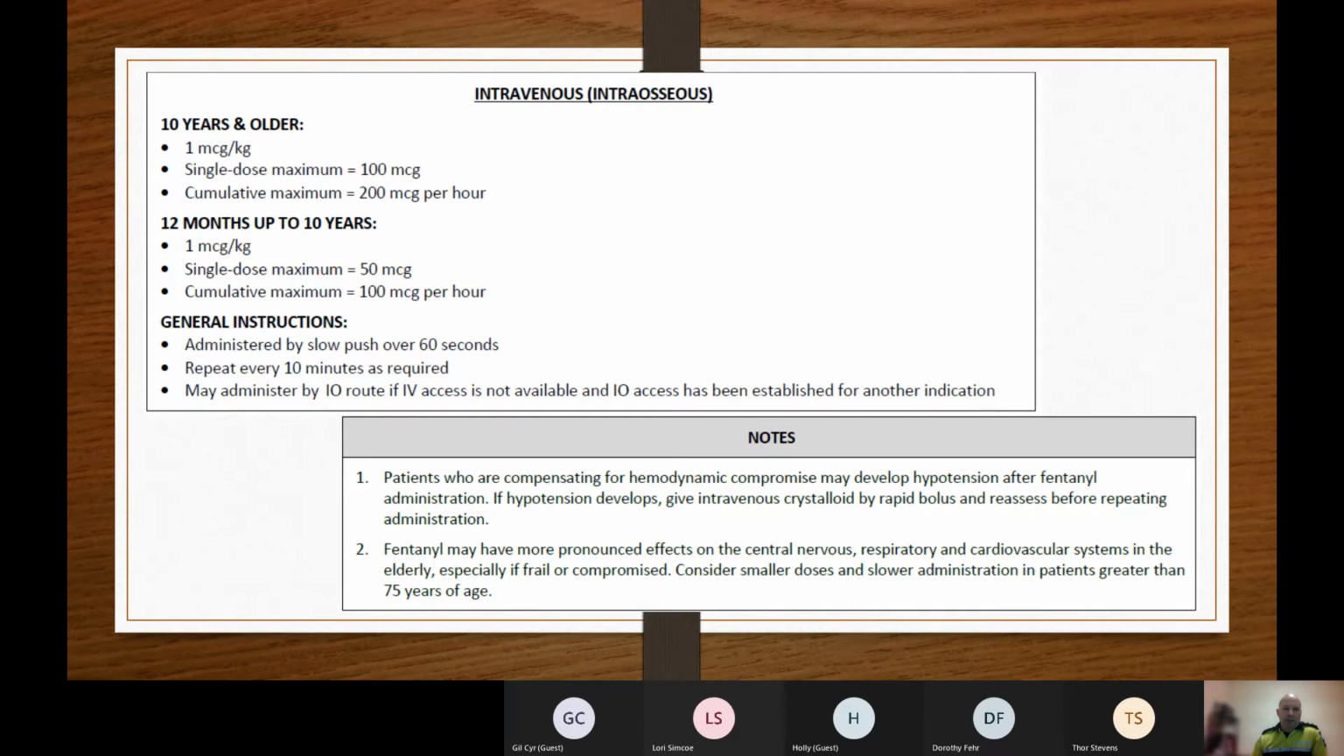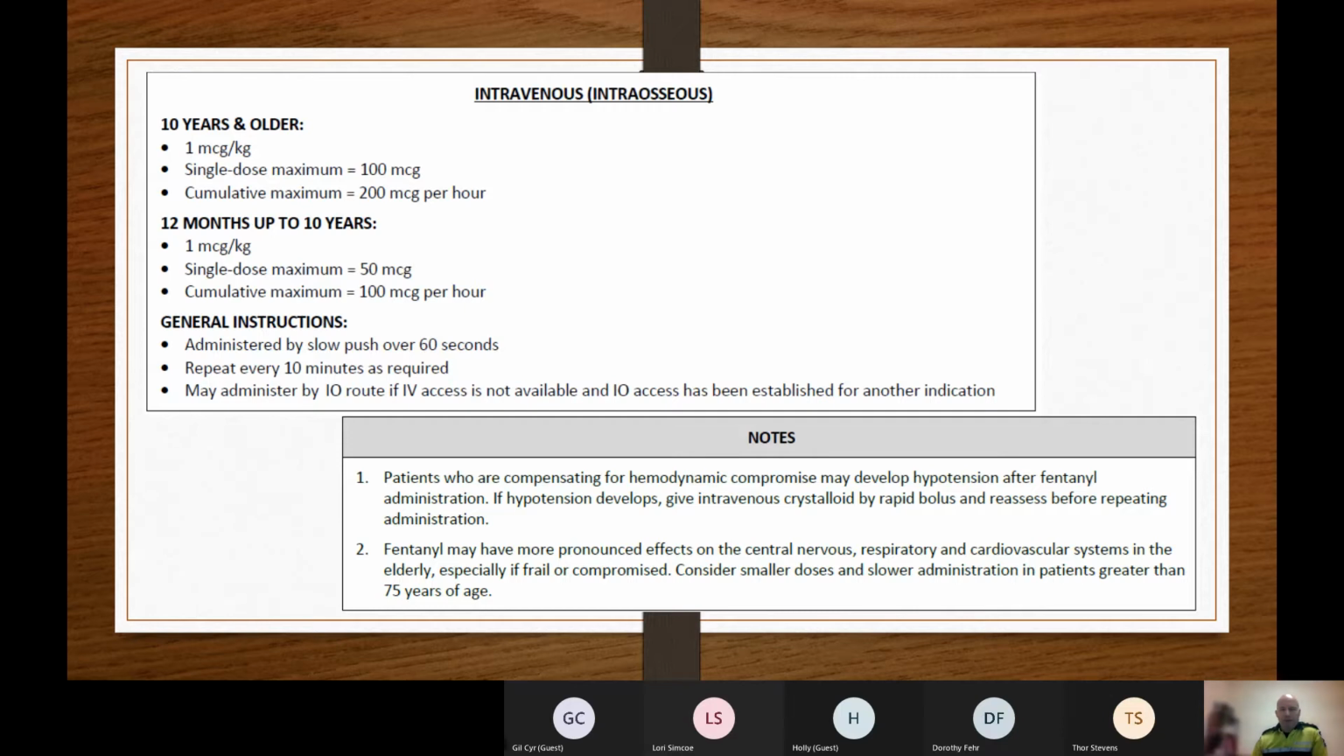Okay. And again, a big thing here, it says to make note for IV, it's a slow push. Don't just fire it in there. It's about 60 seconds. And you repeat it every 10 minutes as required. It'll work very quickly through IV. So again, just keep an eye on your patient's blood pressure. And like we should with all meds, try to do a set of vitals pre and post medication administration.